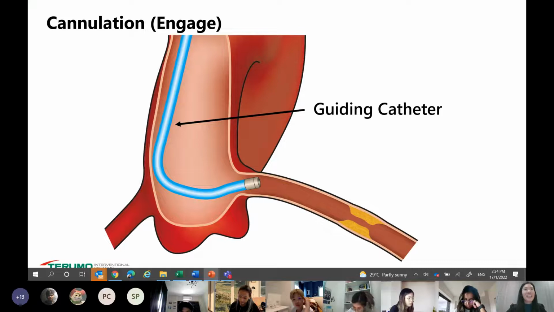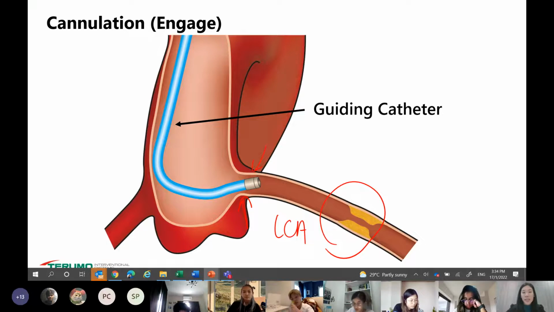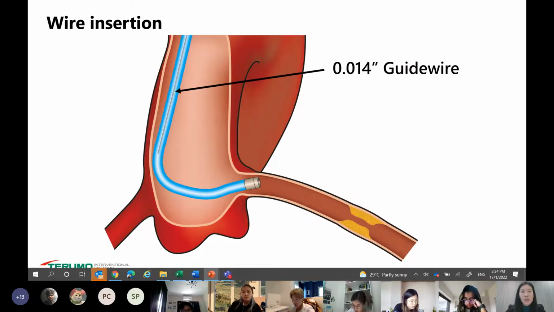As I mentioned, the guiding catheter stays there. The guiding catheter is still required because you need your catheter tip to be engaged to your coronary ostium. So this is the left coronary ostium, your LCA. You have a lesion here, and your catheter is engaged. So now you will insert the 014 guide wire.